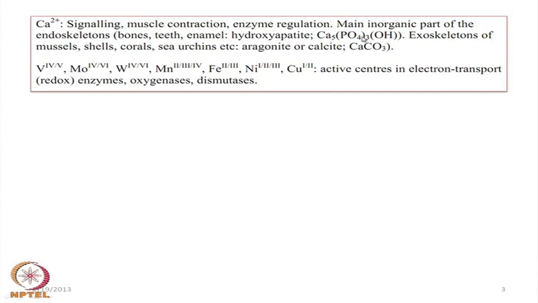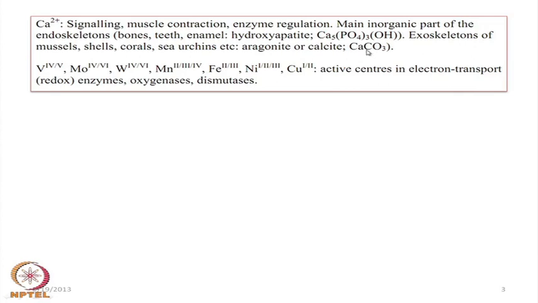So, this particular material covers our teeth as the enamel material, but for its synthesis, the presence of the right amount of calcium in the living system is required. Then there is the exoskeleton of muscles, the cells, the corals, the sea urchins, etc., where most of them are formed from calcium carbonate, which is another form of calcite. The mineral calcite, we know, nature gives us in the form of calcite and also aragonite.